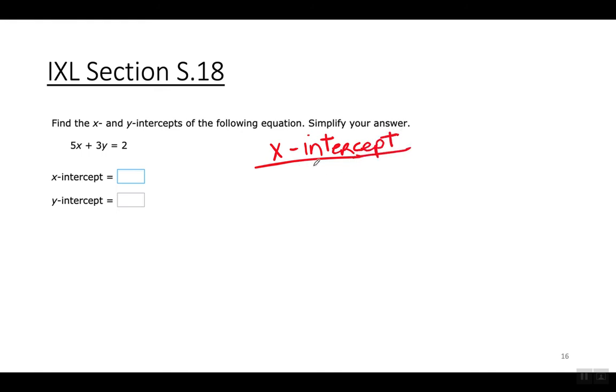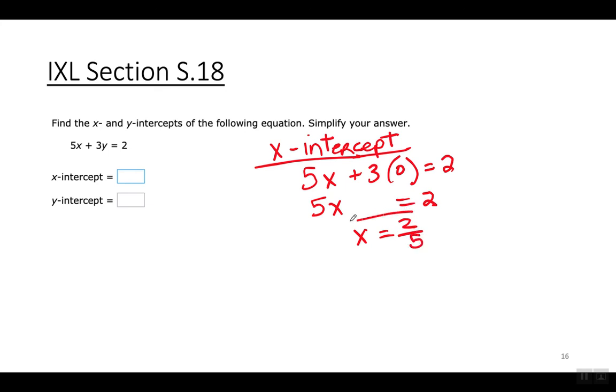Alright, so to find the X-intercept, I'm going to make Y equal to 0 and solve for X. So X equals 2 over 5.